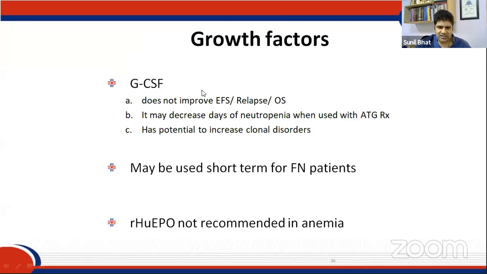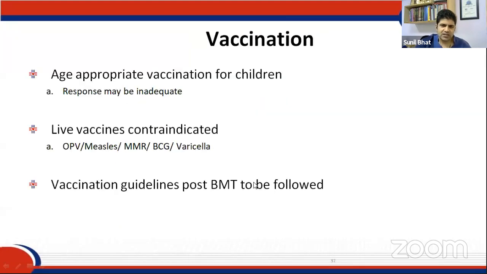Growth factors like GCSF or erythropoietin do not have any role. They can sometimes be used in the short term, especially in those who are sick, febrile neutropenia patients, but they do not have any role in the management of patients with aplastic anemia.